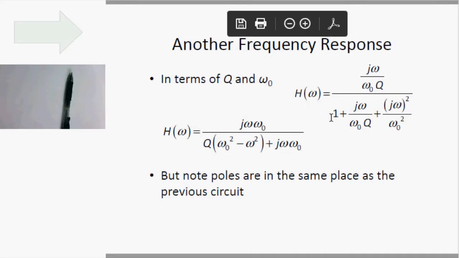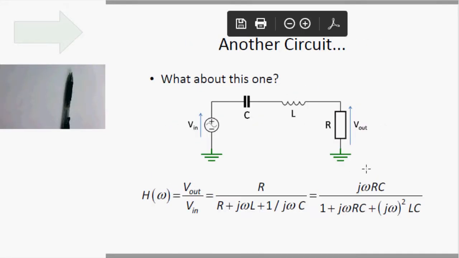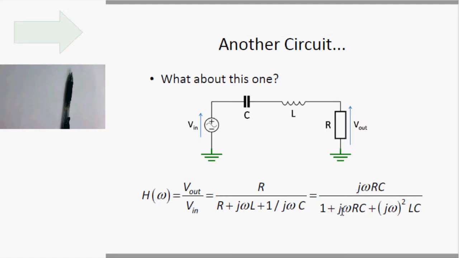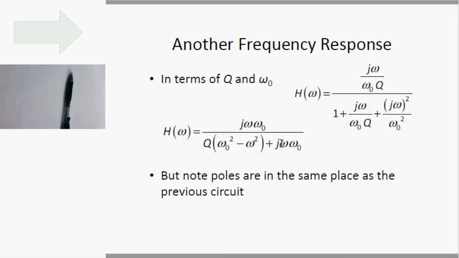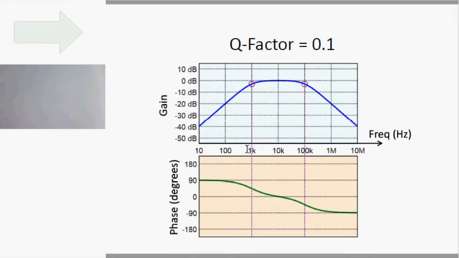In terms of Q and omega naught, I could write it like this. The imaginary term on the numerator is exactly the same as the imaginary term on the denominator. So in terms of Q and omega, it would look like this. And I can rearrange this expression into this form. That's quite a useful form to answer the next question, which is, at what frequency does the maximum response occur, and how big is it?